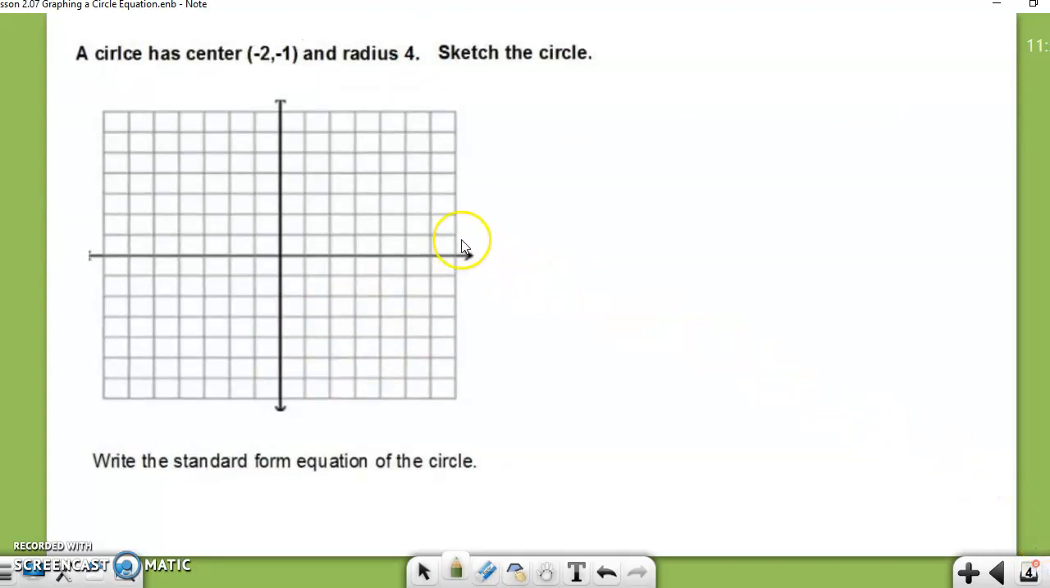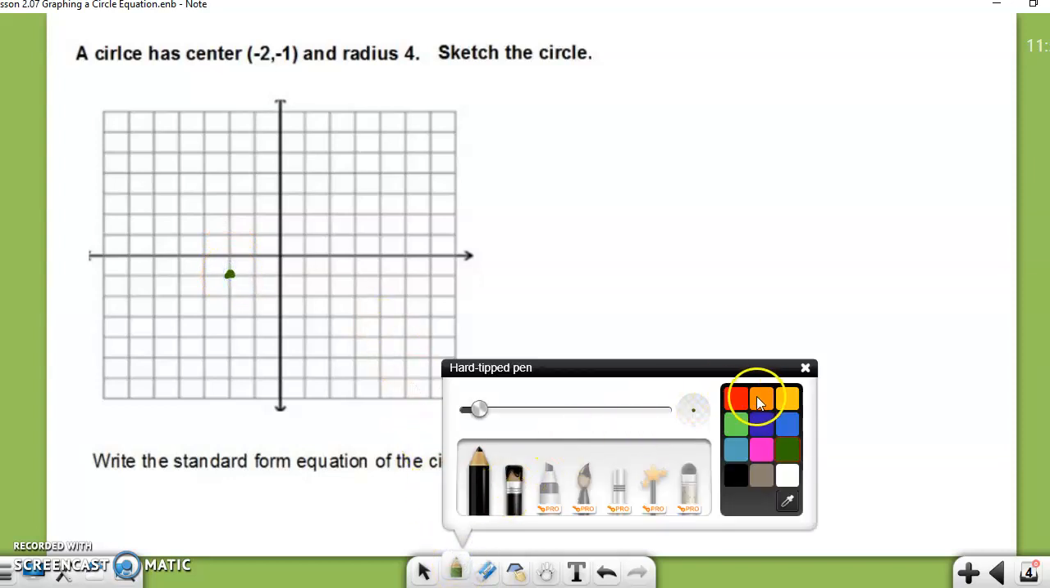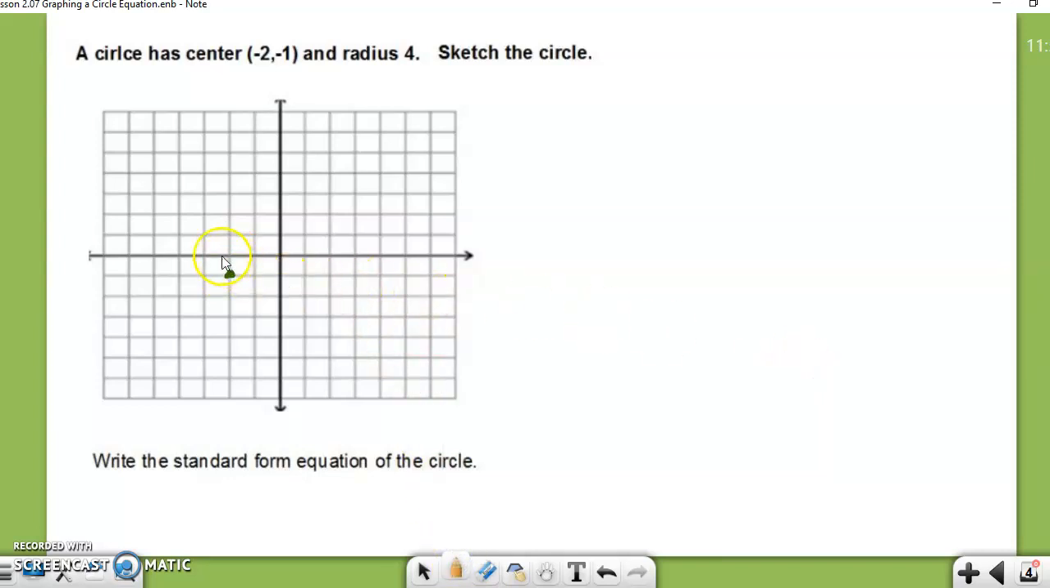All right, this one has a center at negative 2, negative 1, and a radius of 4. So once again, I'm going to go north, south, east, west: 1, 2, 3, 4. And just sketch the circle.